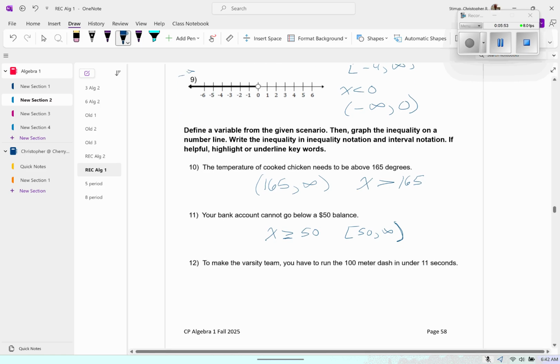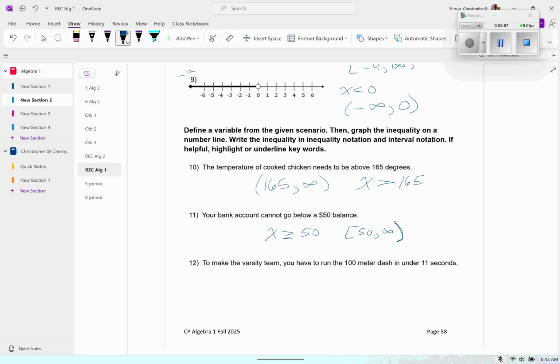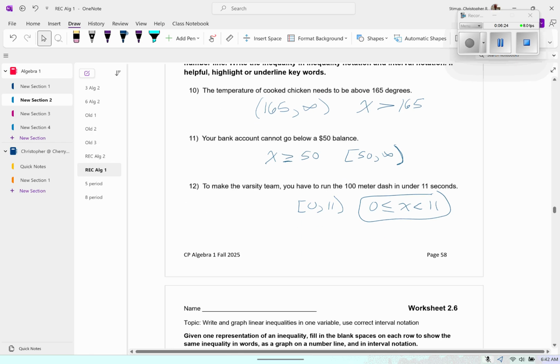To make the varsity team, you have to run the 100-meter dash in under 11 seconds. Okay, so this one you want to think about it. Can you run negative seconds? No. So you can go from 0 seconds to 11 seconds. So this is going to be 0 is less than or equal to x, which is less than 11. That's kind of a goofier one to think about, because could you really do 100 meters in 0 seconds?